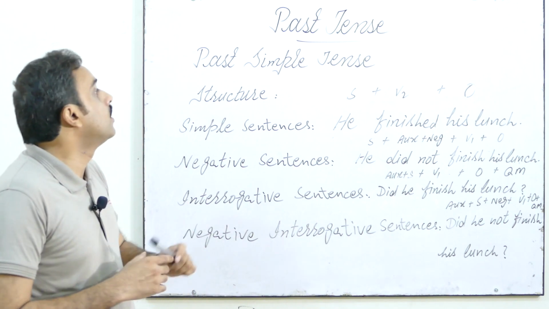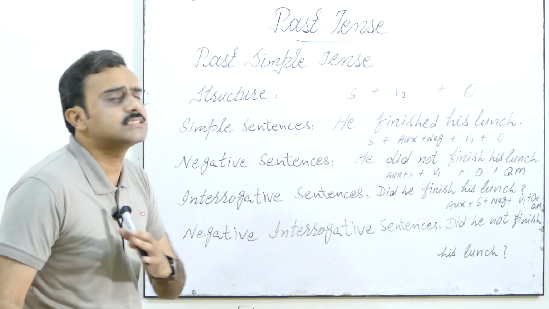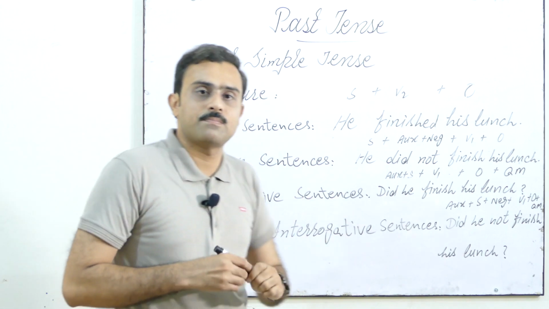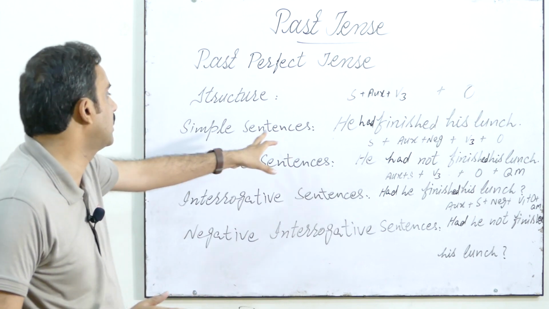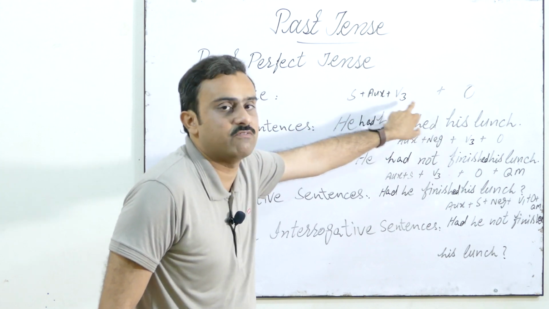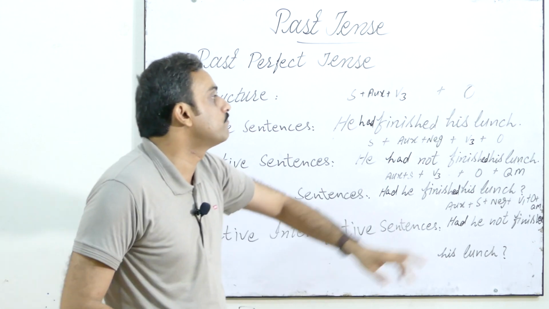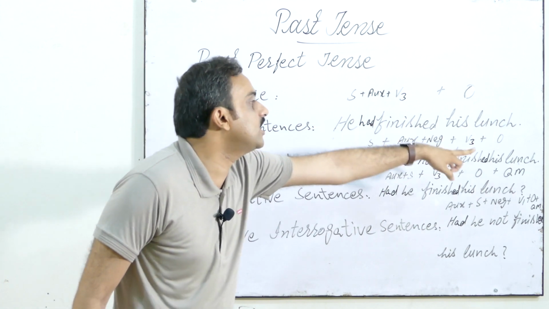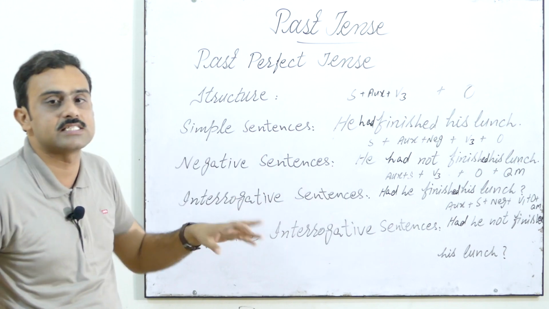Okay guys, now we are moving towards the past perfect tense, the structure of past perfect tense. Guys, in past perfect tense, simple sentences carry the structure subject, auxiliary, and V3. V3 means the third form of verb, the past participle form of verb, and then the object. So: he had finished his lunch. This shows the past perfect tense simple sentence.